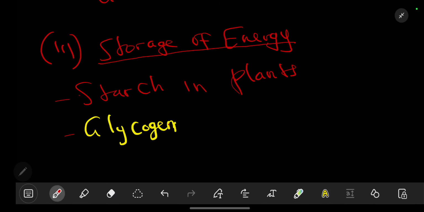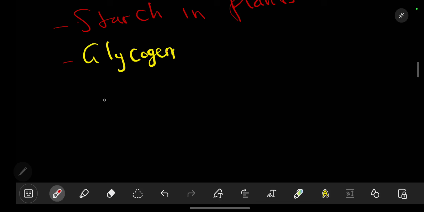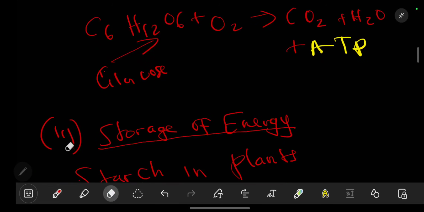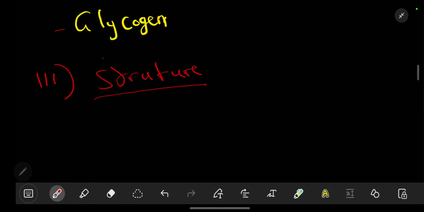Then the other storage forms of glucose we might have, for now we can just look at those. So carbohydrates have many ranges of functions. This was number 2. Then number 3, the function we are going to talk about is that carbohydrates are useful in the formation of different structures. Number 1, we might talk about cellulose.